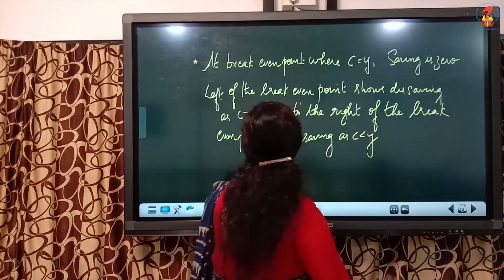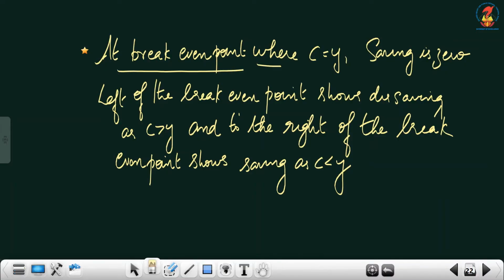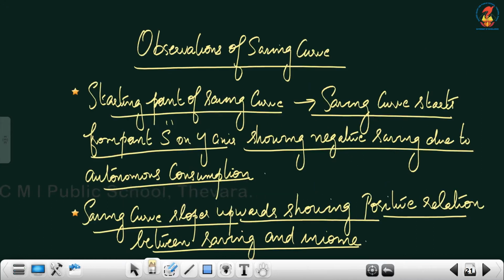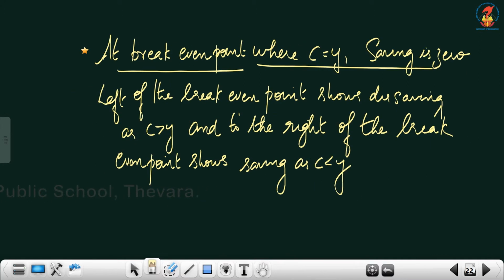Now the next one: at the break-even point where C is equal to Y, saving is 0. Let us see whether that point is correct or not. This is the break-even point E. At this point, C is equal to Y and S is equal to 0. That is the income level of 200, where consumption is also equal to 200, Y is equal to C, and S is equal to 0. That is the break-even point.